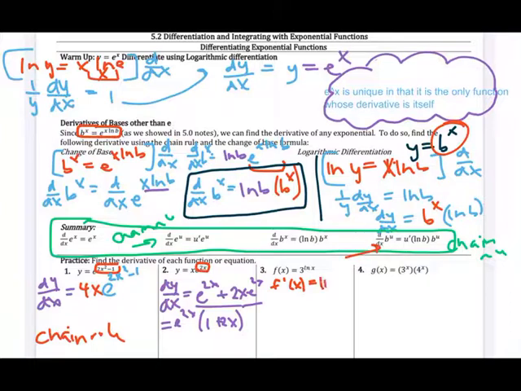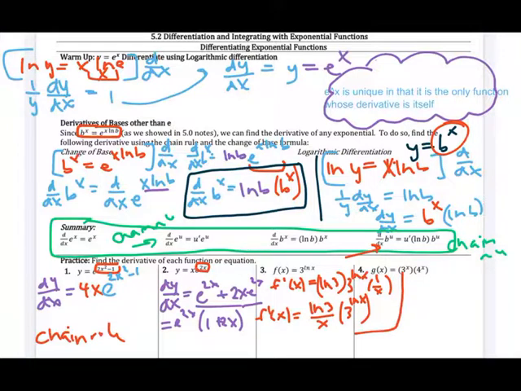For number 3, f prime of x is going to equal, based on what I'm using over here, the natural log of the base, which is natural log of 3, and I'm going to multiply that by the original function, 3 to the natural log of x, and I'm going to multiply that by the derivative of the exponent, which is 1 over x. So if we wanted to make this look a little bit more concise, we could say natural log of 3 over x times 3 to the natural log of x.